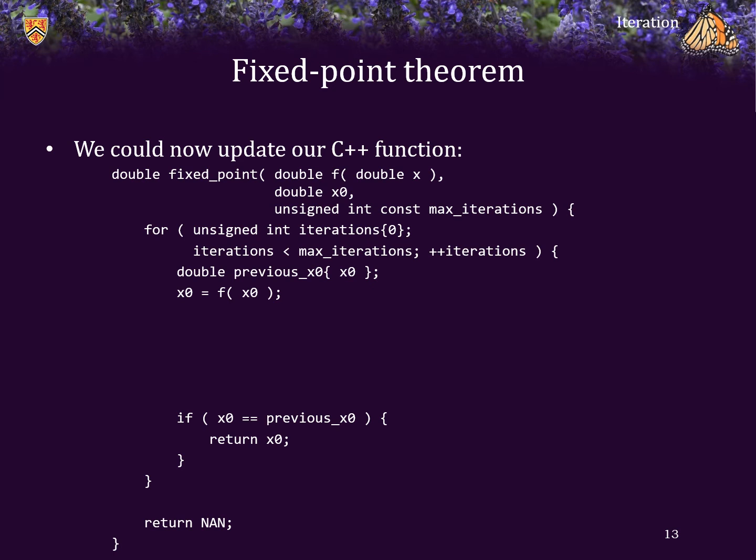So from before, we iterate. However, what happens if x0 becomes infinity or not a number? Well, inside the C math library, there is an isfinite function. It returns true if x0 is a finite floating point number. That is, it is not infinity and it is not a number. Well, if it is not finite, then it's diverged. So we will return not a number.